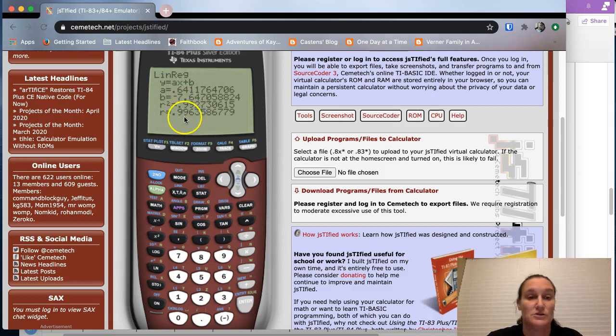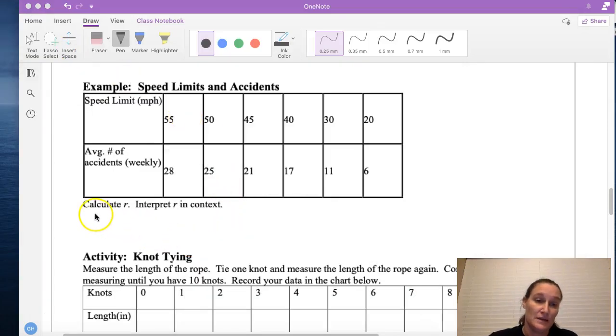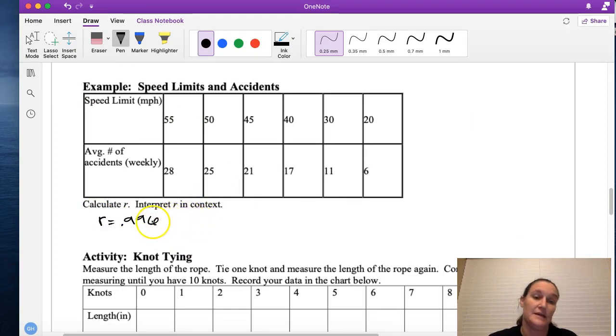We'll talk about R squared in chapter 7. So R here is 0.996. I would probably do at least 2 decimal places for R. So, R I'm going to say is 0.996. And then we need to interpret it in context. R is obviously positive, which means the relationship between speed limit and number of accidents is positive. And this is very strong. It's very close to 1.